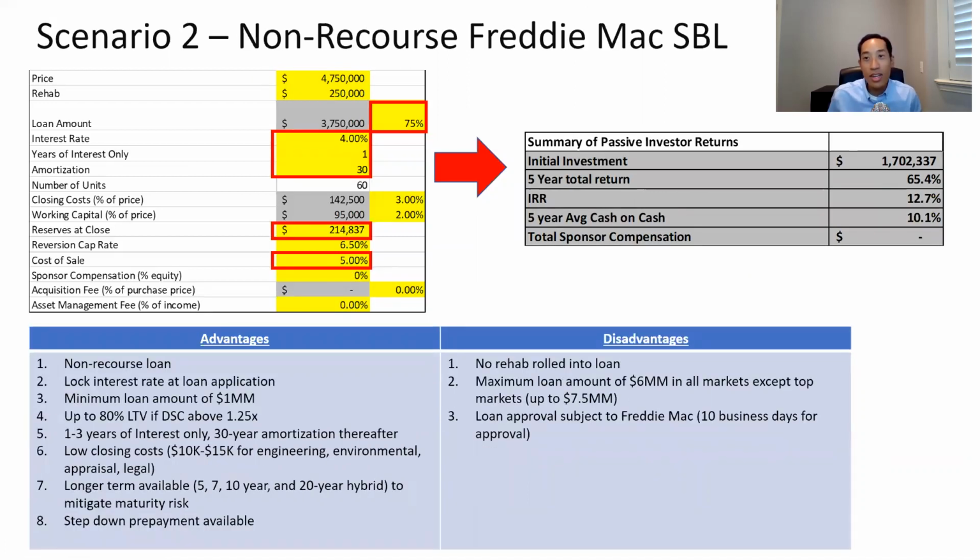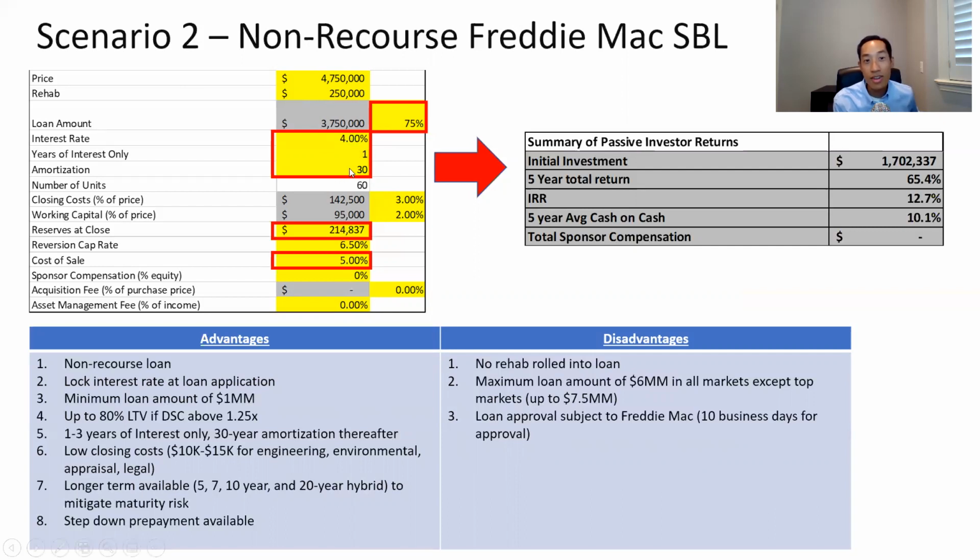So now you get into non-recourse Freddie Mac. You have to remember, it has to be 90% occupied for the last 90 days, and the loan amount has to be over $1 million. And so let's plug in some of the assumptions. Right now, non-recourse Freddie Mac SBL is based off of the 10-year treasury. The 10-year treasury is very low right now, so we're going to plug in an interest rate of 4%. 1 year of interest only. You can get even more, up to 3, but I used 1 year on this example.